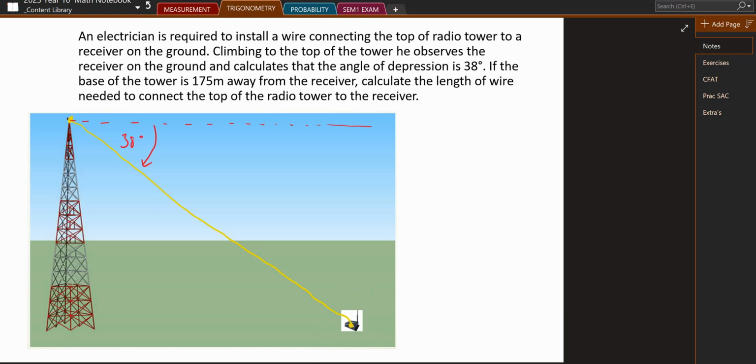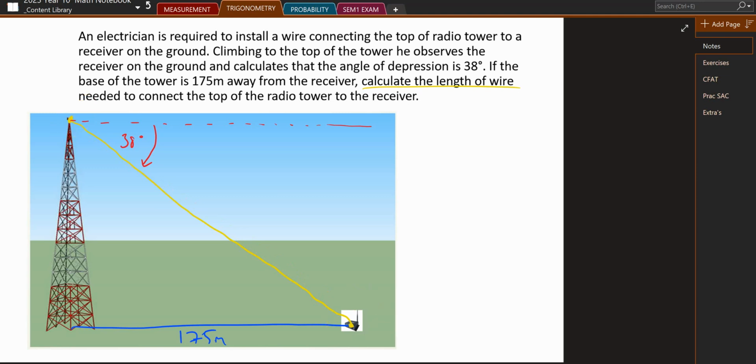If the base of the tower is 175 meters away from the top of the receiver, okay, so this base is 175 meters away, so the distance between the base of the tower and the receiver is 175 meters. Calculate the length of the wire needed to connect. So the length of the wire is this yellow line, needed to connect the top of the radio tower to the receiver down here.